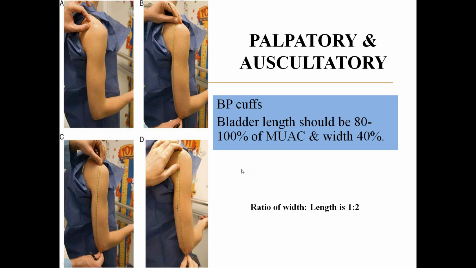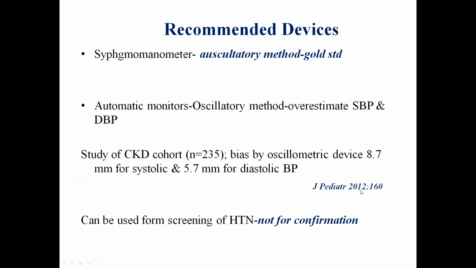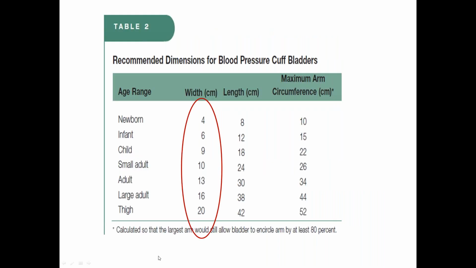So if you don't remember your mnemonics for what size cuff you need to use in a particular child, you can measure the mid-arm circumference and take 40% of that value, and the width of your cuff should be around that. So the recommended device and method of measuring blood pressure is the auscultatory method with the use of a sphygmomanometer. And oscillometric methods are essentially used for screening of hypertension in busy OPDs, but confirmation should always be done by the auscultatory method.